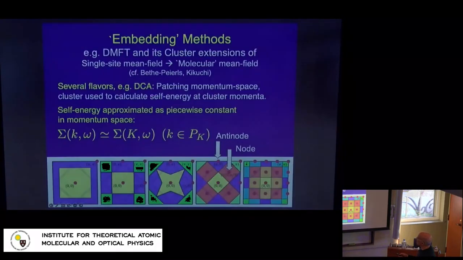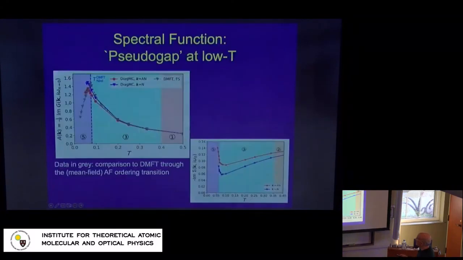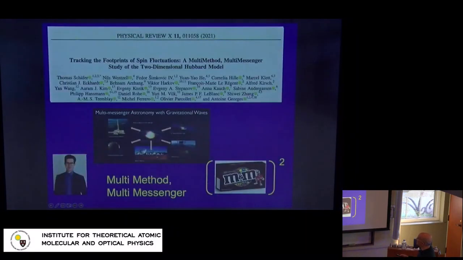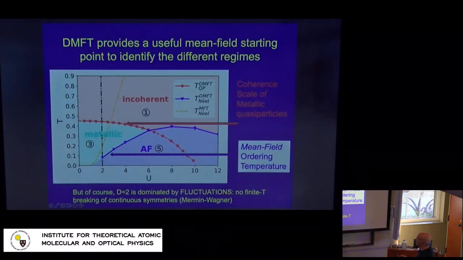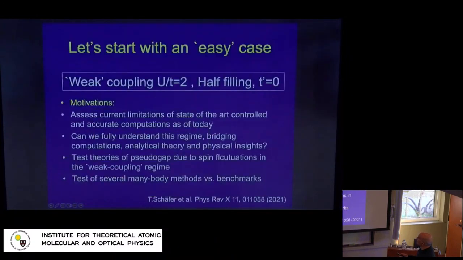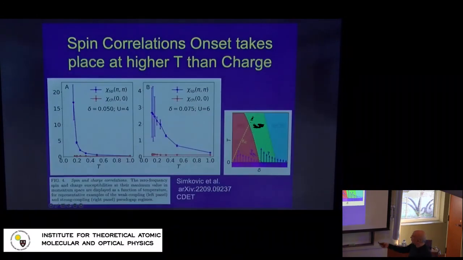I showed you earlier a plot of the spin susceptibility. Where is this? Somewhere there was a plot of this, yeah, here. So here you see that the spin susceptibility takes off before the charge, right? And where it takes off, of course, this is a qualitative criterion because this is a crossover, is also where T star is.